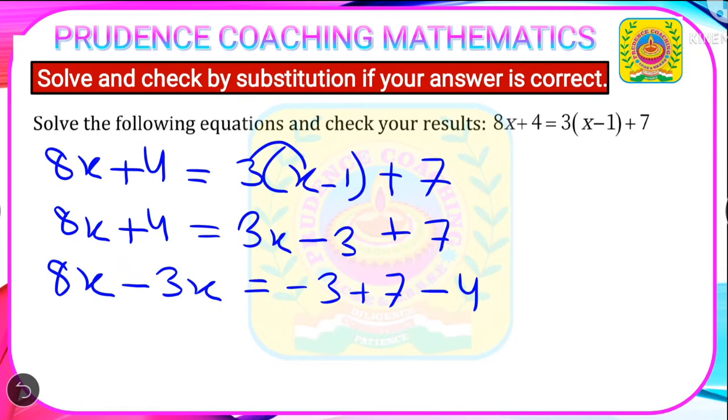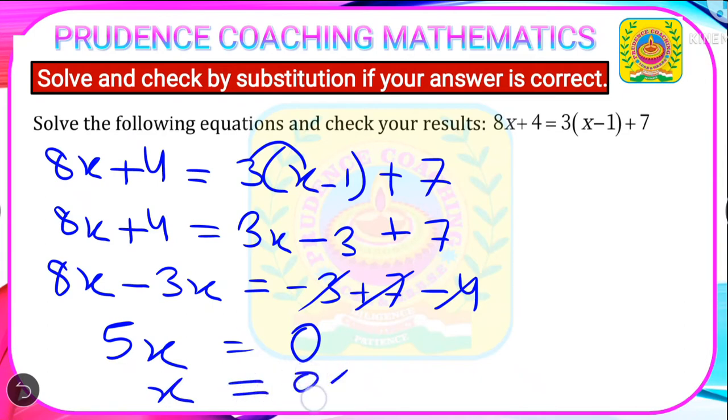Now, as you solve, we will get 8x minus 3x as 5x. Next, we will get plus 7 and minus 3 and minus 4, which will give you minus 7. So, plus 4 and plus 7 and minus 7 will give you 0. So, this all will cancel out. So, ultimately, you will get x equals 0 by 5. 0 by any number is 0. Therefore, your final answer, or the value of x, will be 0 here.